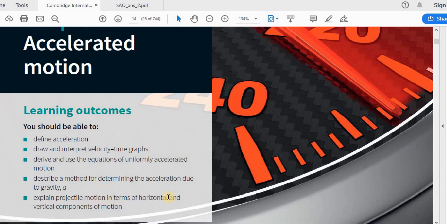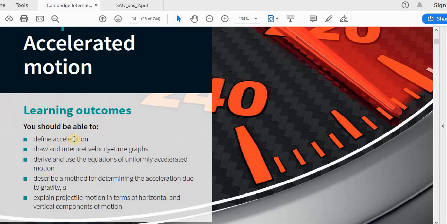Explain projectile motion in terms of horizontal and vertical components of motion. We will resolve the velocity in the horizontal direction and in the vertical direction. Now, once we complete this chapter, you should be able to do these things. That's why they are called learning outcomes.